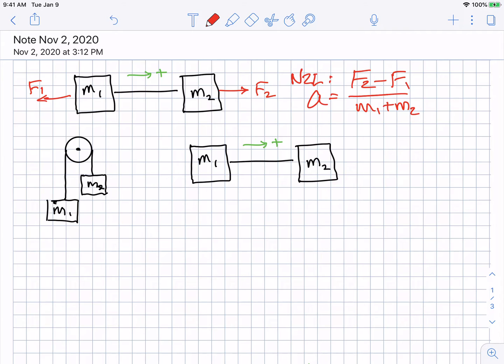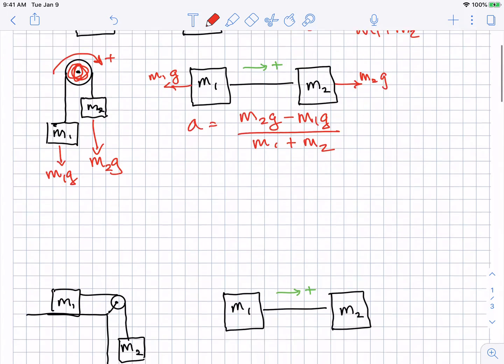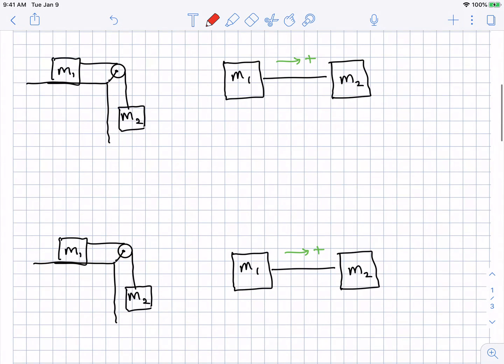Here's a problem with a pulley, and I'll draw this way as positive. It's got a force of M2G here, M1G here. M2 is in the positive direction, that's this one. M1G is in the negative direction, that's this one. So the acceleration equals the net force, M2G in the positive direction minus M1G in the negative direction, divided by the masses that are moving, M1 plus M2. Boom, done, super simple.